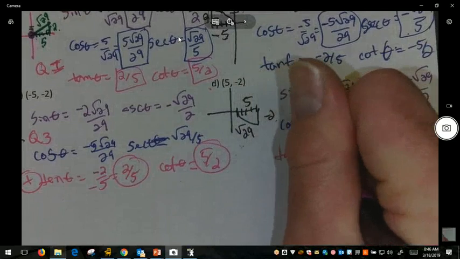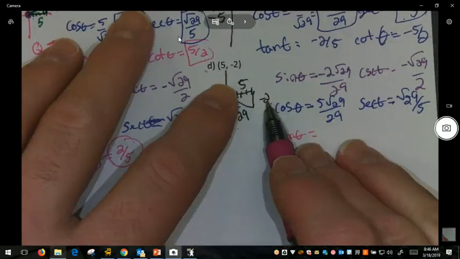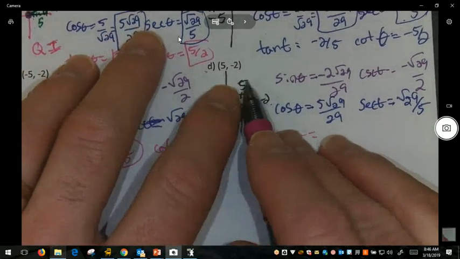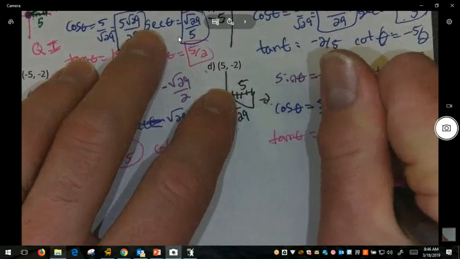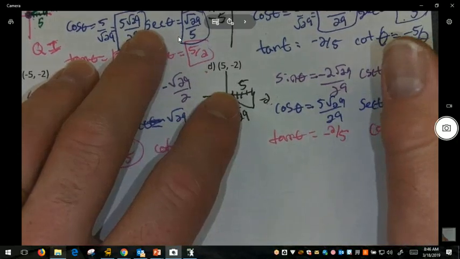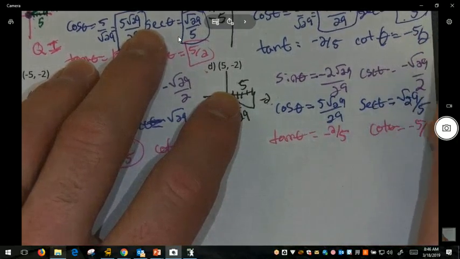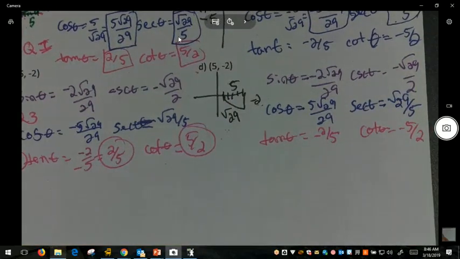Tangent is a little different. Tangent, we have y over x, or opposite over adjacent. This is negative 2/5. Cotangent, therefore, is negative 5/2, because 5 over negative 2, the whole fraction is still negative.